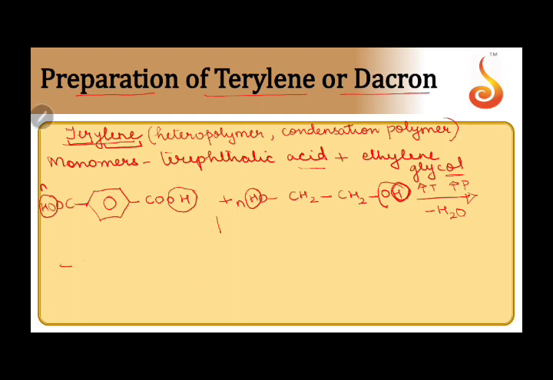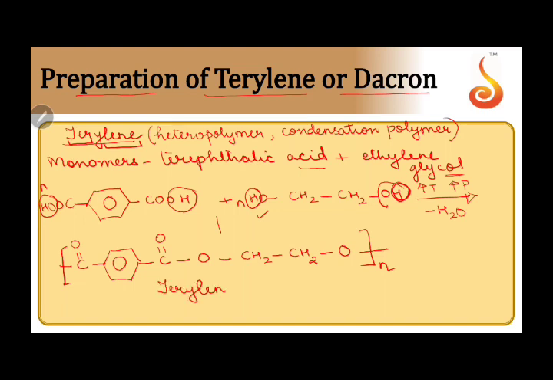Here we have C double bond O. Then we have a benzene ring. Once again C double bond O. Attaching to this oxygen here of glycol, CH2, CH2, and then one O remaining. Bond repeated N times. This is the partial structure of terylene or dacron.